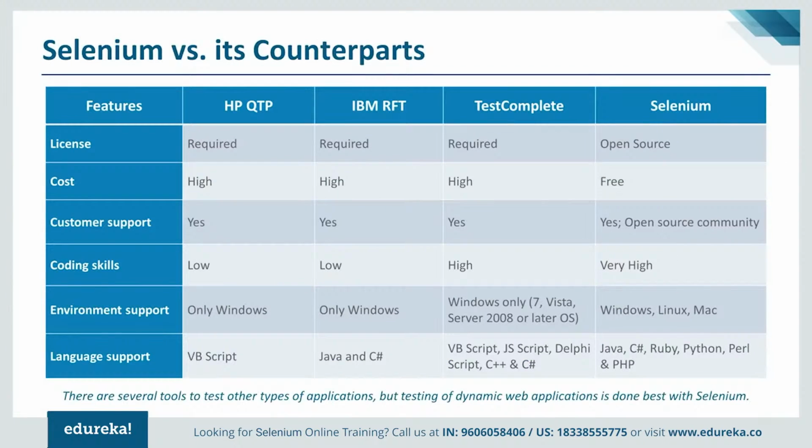So QTP, RFT, and Test Complete are also automated testing tools and are the very best based on industry standards. QTP stands for Quick Test Professional and RFT stands for Rational Functional Tester. So I've gone ahead and put them all into a table so that it's easy for us to compare. Now, the first feature we're looking at is license. QTP requires you to be licensed by HP, similarly RFT by IBM and Test Complete by Smart Bear Software.